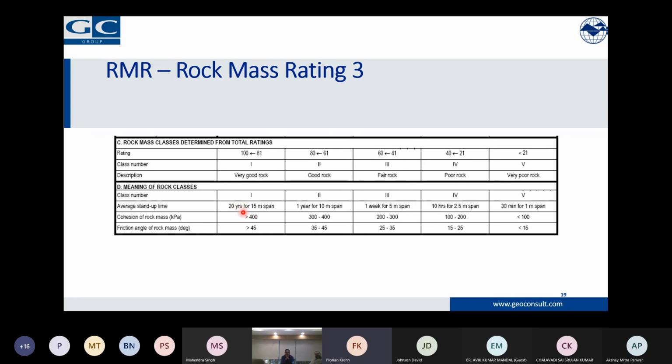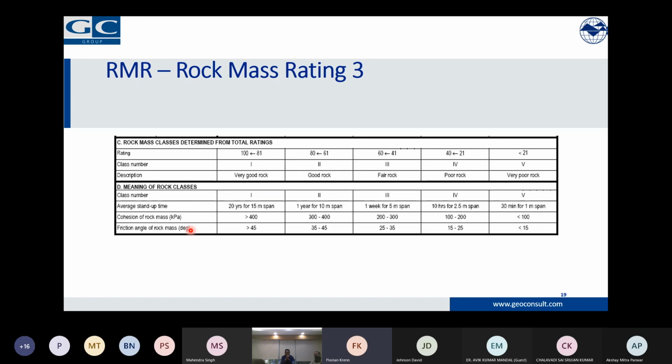So that means if I have very good rock, a 15-meter span can stand for 20 years. And in the very poor rock, 30 minutes for 1 meter span. At least there is a range or something qualitative you can take into account. And interestingly, there are then also proposed values or value ranges for the cohesion of the rock mass and for the friction angle.